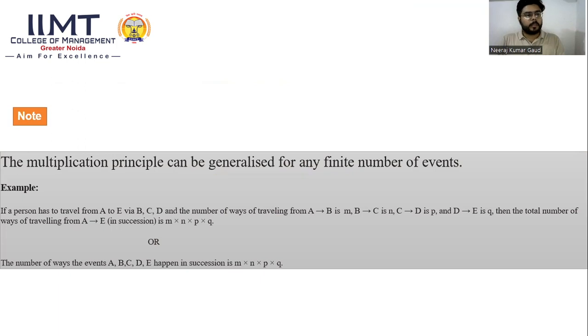Note point: the multiplication principle can be generalized for any finite number of events. Example, if a person has to travel from A to E via B, C, D, and the number of ways of traveling from A to B is M, B to C is N, C to D is P, and D to E is Q, then the total number of ways of traveling from A to E in succession is M cross N cross P cross Q.